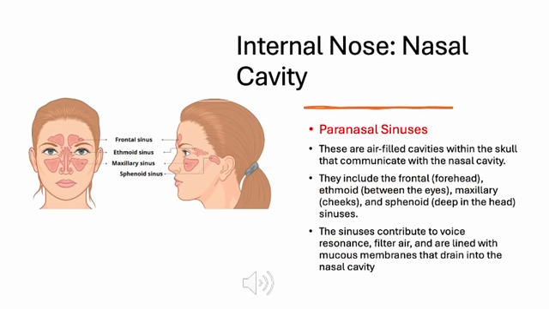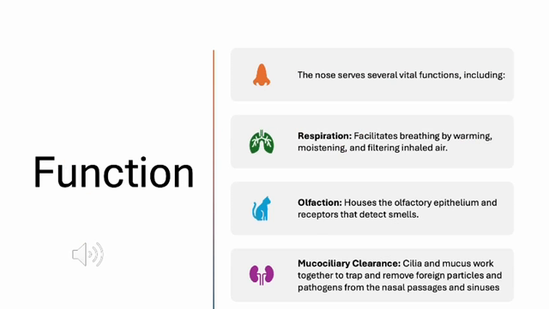Paranasal sinuses. These are air-filled cavities within the skull that communicate with the nasal cavity. There are four types of paranasal sinuses. Number one is frontal, located in the forehead. Ethmoid is located between the eyes, maxillary paranasal sinus is located in the cheeks, and sphenoid is located deep in the head. The sinuses contribute to voice resonance, filter air, and are lined with mucous membrane that drains into the nasal cavity. Function of the nose.